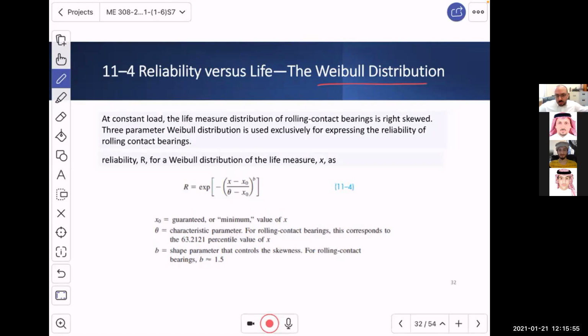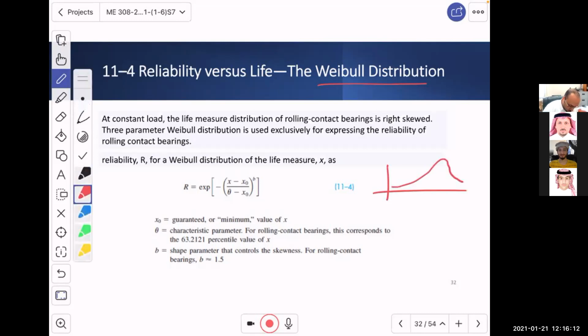Weibull distribution seems to express them very nicely. And Weibull distribution is actually skewed. And what does this mean? It means to the right. It means that it is not like the normal distribution, which is like this. No, it isn't. It is like this.